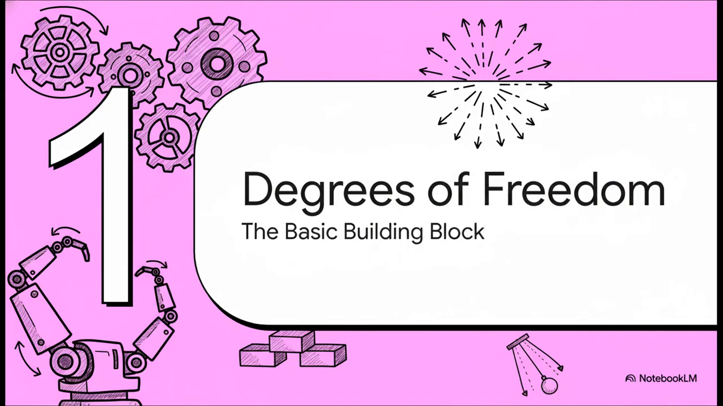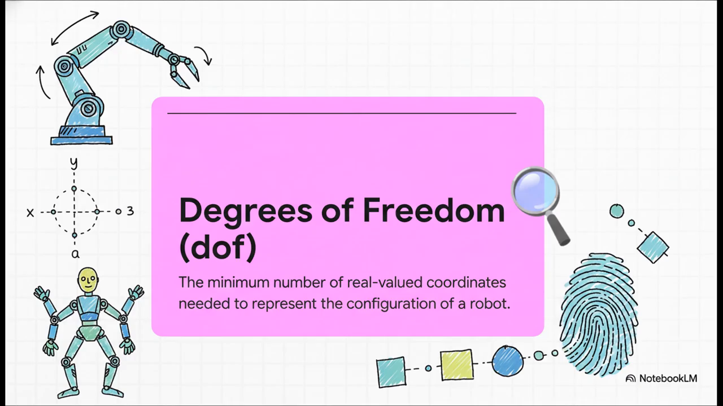And to answer that big question, we have to start with the most basic building block in pretty much all of robotics. It's a concept called degrees of freedom. Okay, so the textbook definition goes something like this. The degrees of freedom, or DOF for short, is the minimum number of coordinates you need to completely describe the position of every single part of the robot. You can think of it like the robot's unique fingerprint of movement.